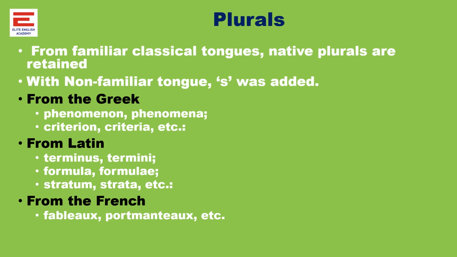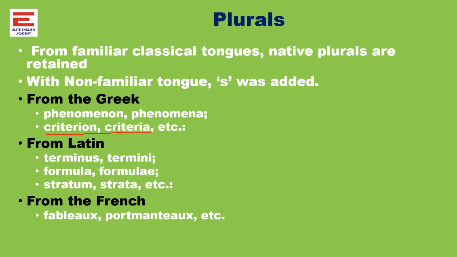So regarding plurals, from familiar languages, that is classical languages, original plurals were retained. But from less familiar languages, English 'es' was added to indicate plurals. For example, we have words from Greek: phenomenon, phenomena; criterion, criteria. Actually, this word is repeatedly used in colleges when they go for a NAAC assessment. Criterion, so criteria. Criterion singular, criteria plural.